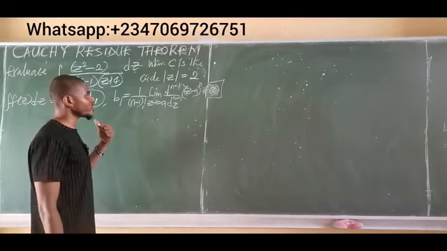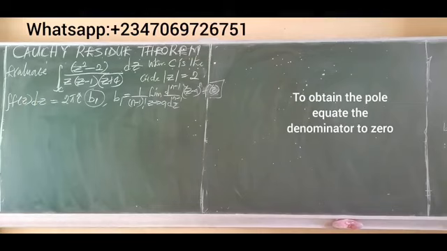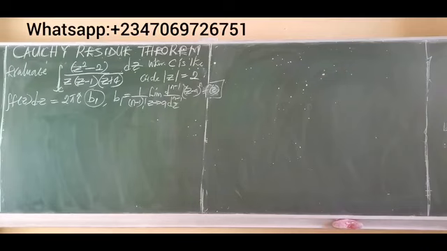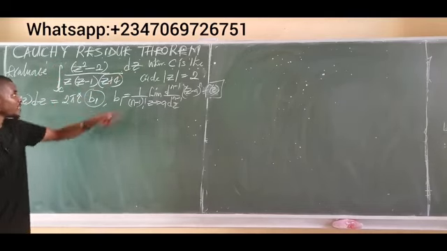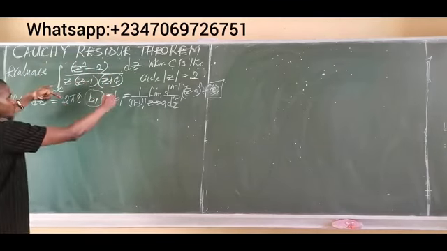A itself is the pole of the denominator. Now, to obtain the pole, I've always said, you just equate the denominator to 0. That's how to find the pole. Having this, let's compare these two equations. This is the integral of f of z dz. You have the integral sign, and you have the dz. This simply means that f of z is the function in between here.